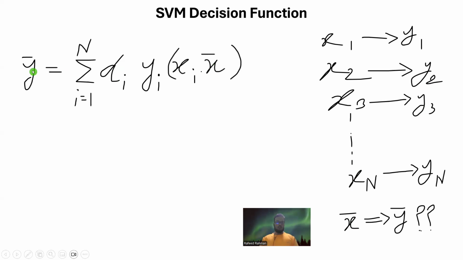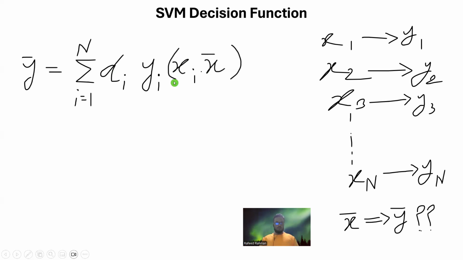So in the SVM decision function, you have to take the dot product between each training sample xi and the test sample x bar, right? And then you need to take some multiplication of the labels and the parameters of the model, and that's it.